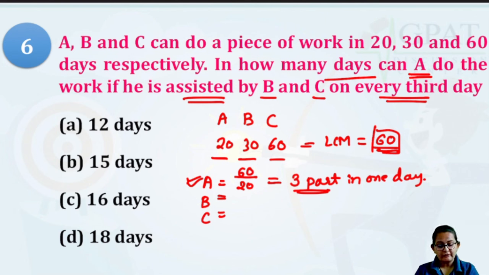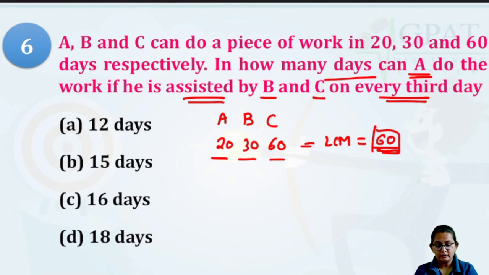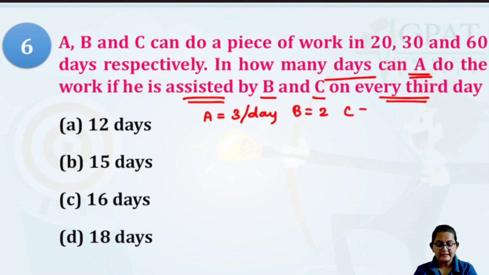Similarly for B, 60 by 30, it would be 2 parts in a day, and for C it would be 60 by 60, 1 part in a day. So you are clear with this, we have found the individual work. A does 3 parts, B does 2 parts, and C does 1 part per day.